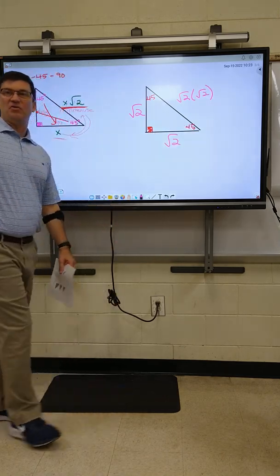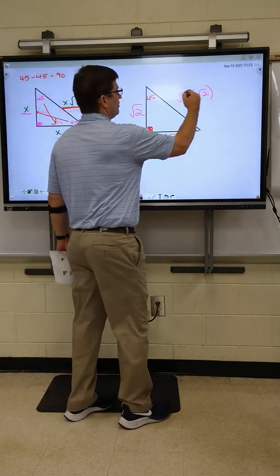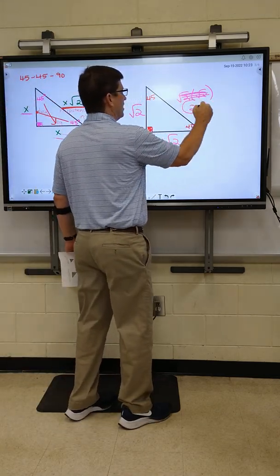You can plug that in your calculator if you don't want to do it in your head. Plug it in, see what you get. Root 2 times root 2, Jesse. It should give you 2. So that answer is 2.